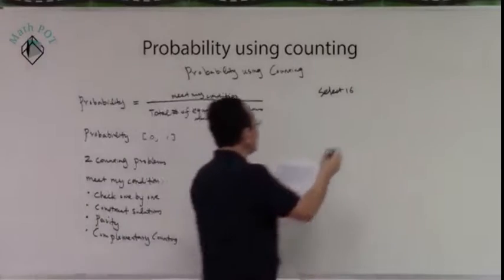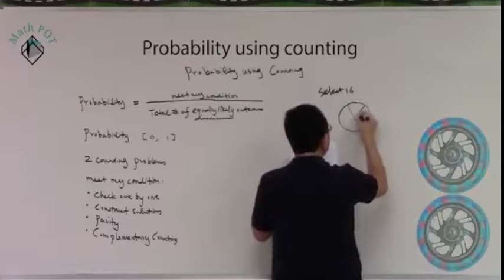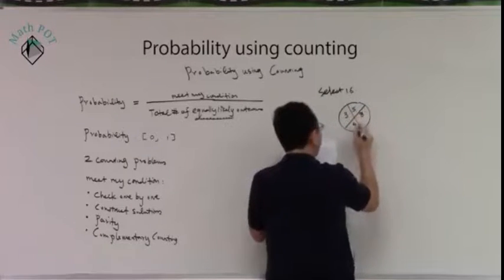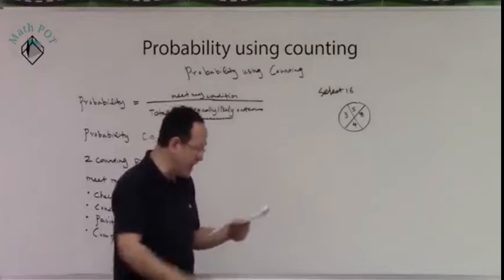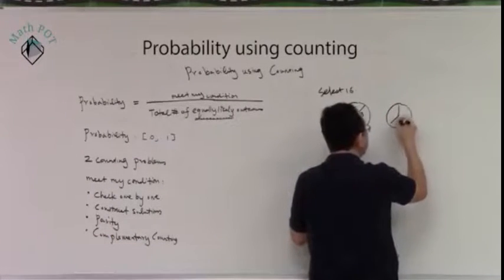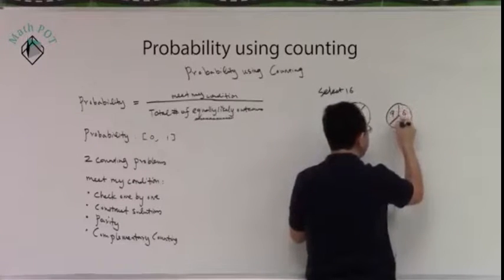So I'll quickly put down the problem. Basically we have 2 wheels. Our first wheel gives us 3, 5, 8, 4. We have 4 equally likely numbers here. Notice, equally likely. The next one also has equally likely numbers, but we have 3 only: 6, 9, and 7.